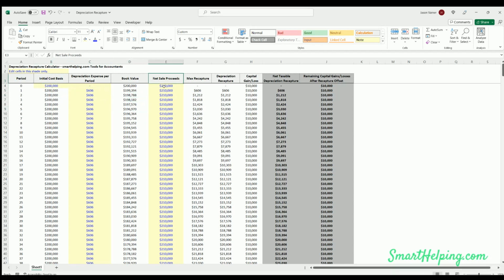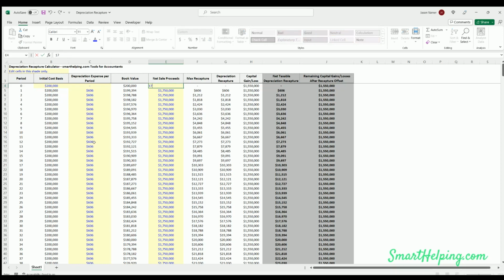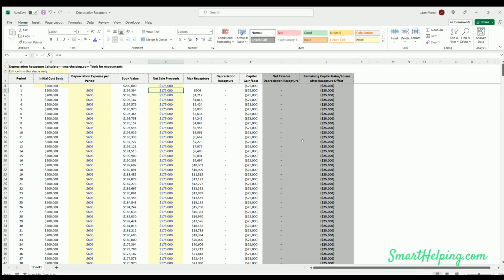We then have the net sales proceeds. What I've done here is you can see the net taxable depreciation recapture and the remaining capital gains or losses after recapture offset at any sales price. So you can adjust the sales prices over time as the depreciation changes. Like, I could just put this at 175. Let's say I sell for a $25,000 loss on the cost basis. That'll produce some different scenarios here, and we'll go through it.